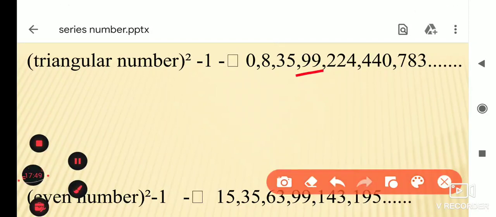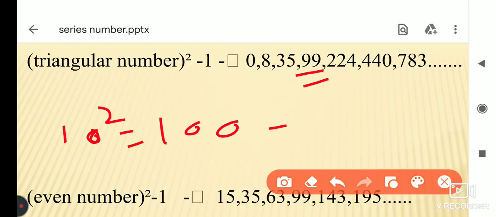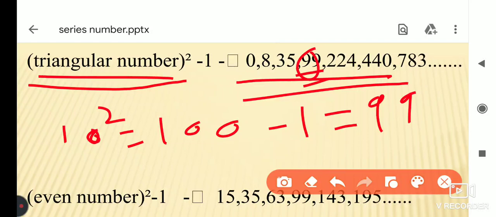The next number is 99. So the fourth triangular number is 10. So the square of 10 is 100, minus 1, we get this answer, that is 99. So the pattern here we find is the triangular number square minus 1.